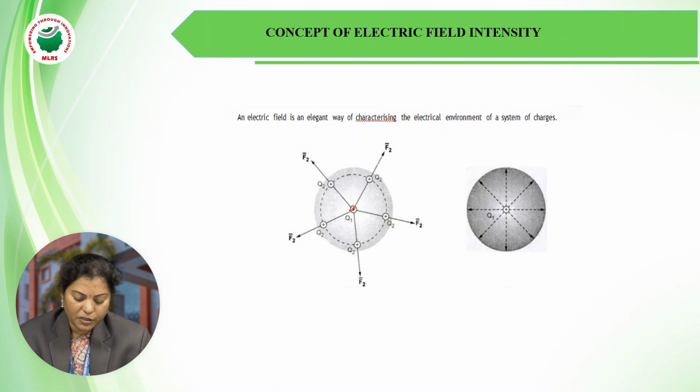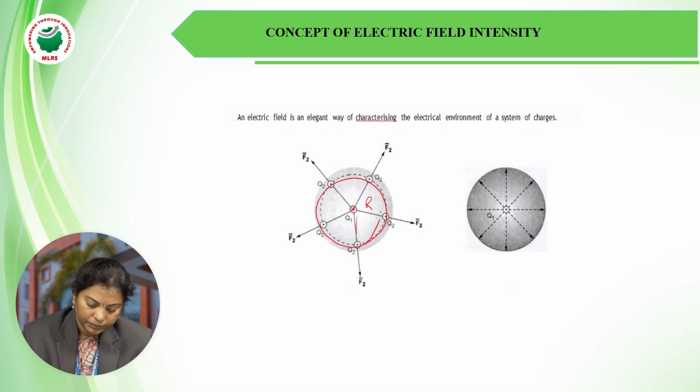It has a positive charge, and one more charge is present in space, that is Q2, at some distance R or D. Here Q1 is a fixed charge and Q2 is moving around Q1. So there is a force everywhere, because Q2 is moving like this.